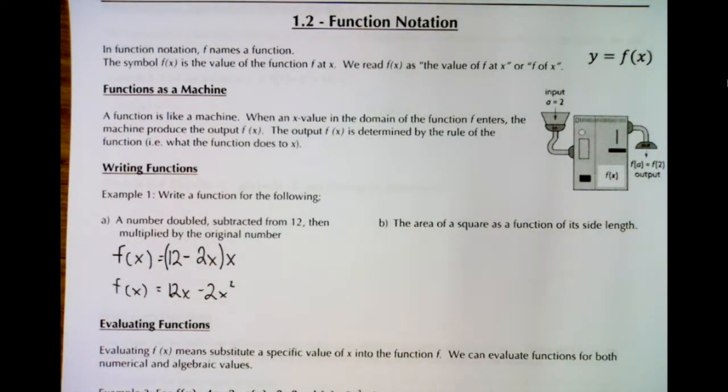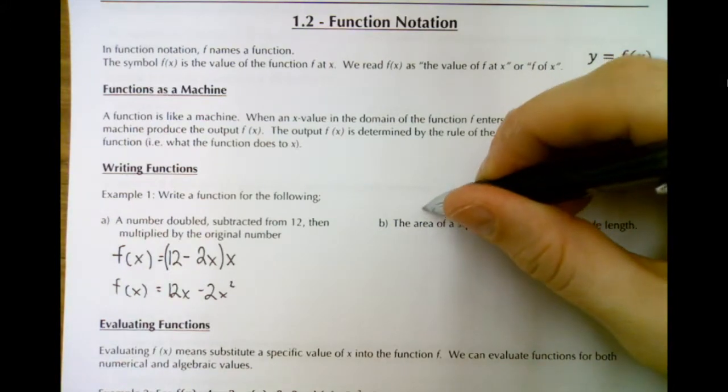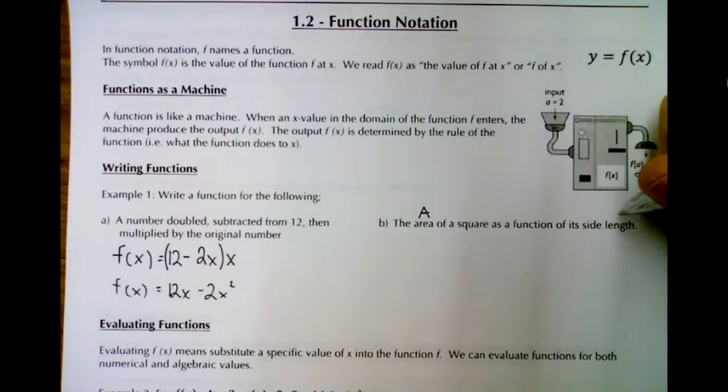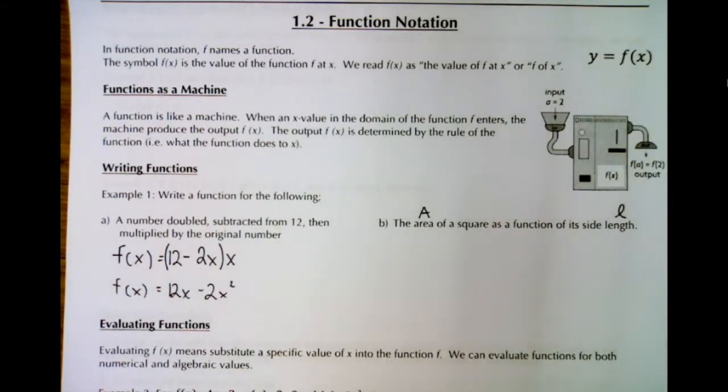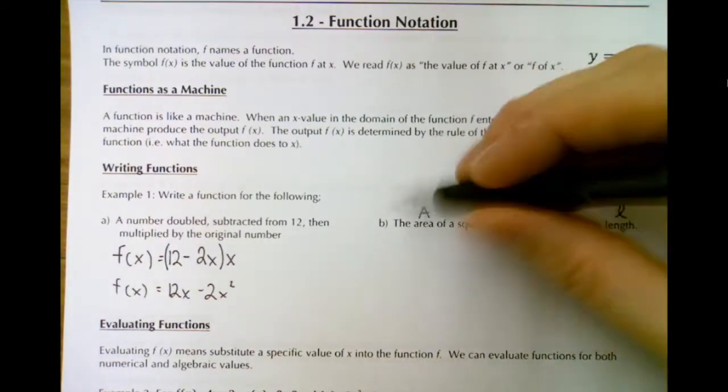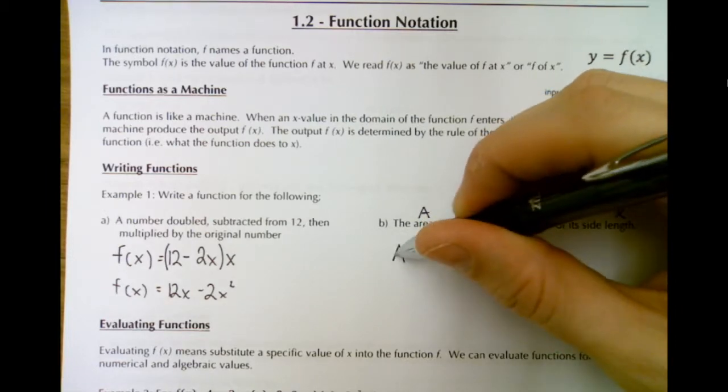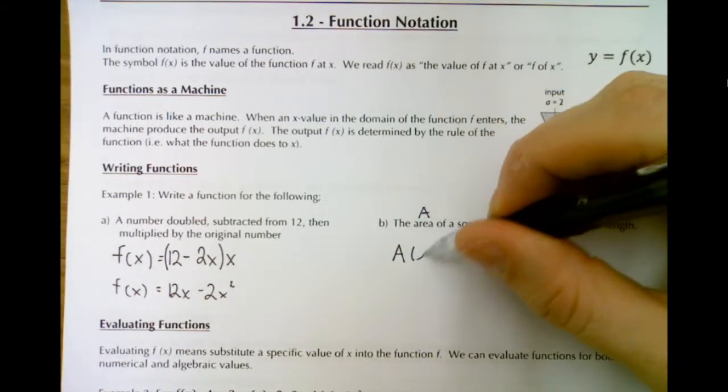Let's try another function. The area of a square as a function of its side length. In this case, we're working with two variables here: area, A, and side length, L. So when we write our function, there's no sense using f of x because we don't have a function f and we don't have an x. What we have is area and length. So we're going to call this function area as a function of length.